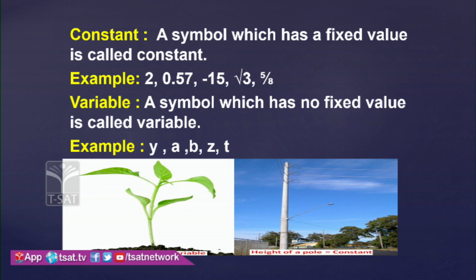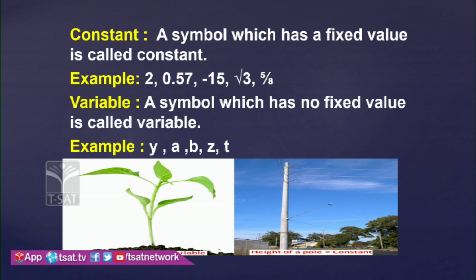So friends, constants. What are constants? A symbol which has a fixed value is called a constant. Constants are unchangeable values and they are represented by numbers. So friends, let us see some examples. 2, 0.57, minus 15, root 3, 5 by 8. These are all examples of constants.